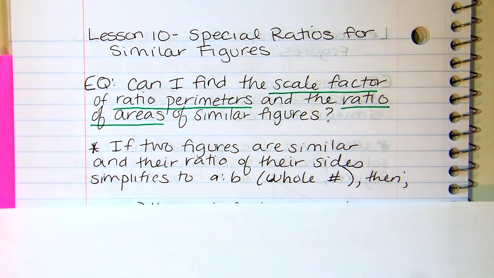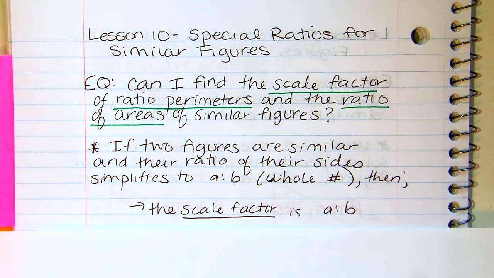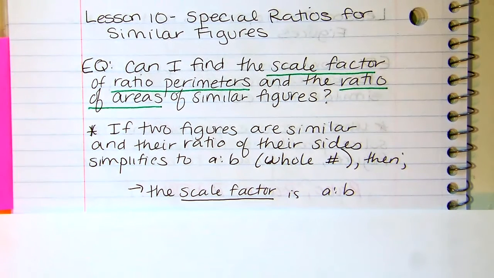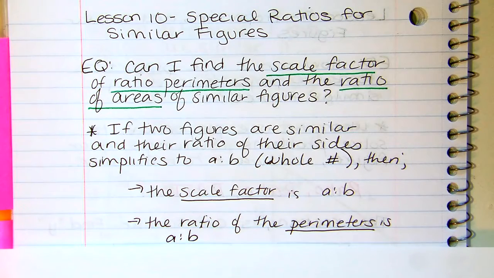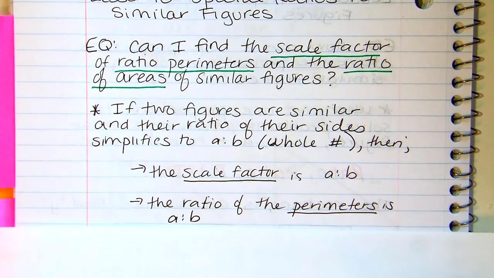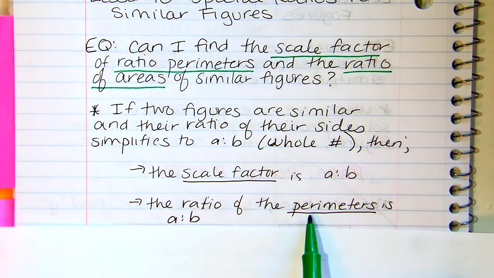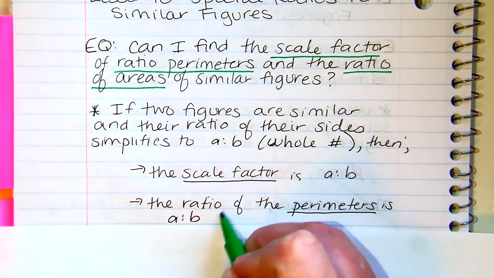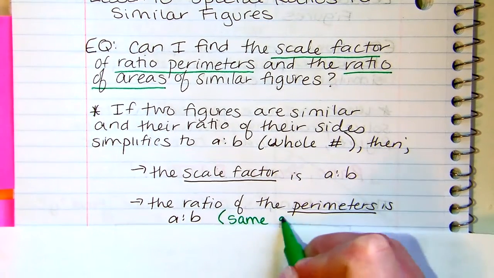If two figures are similar and the ratio of their sides simplifies to whole numbers A to B, then the scale factor, the ratio of the two figures when compared together, is going to be written as A colon B. The ratio of the perimeters is A colon B. What this means is that our scale factor is going to be the same as the ratio of the perimeters. So we're going to make a note of that. Same as scale factor.